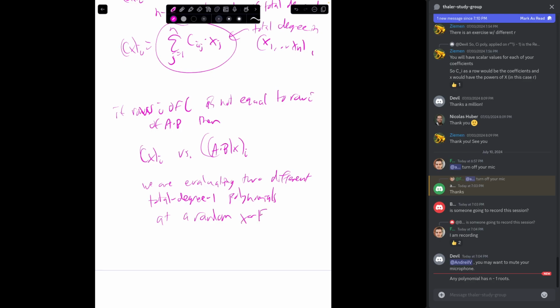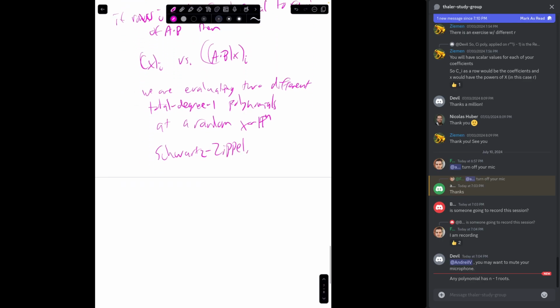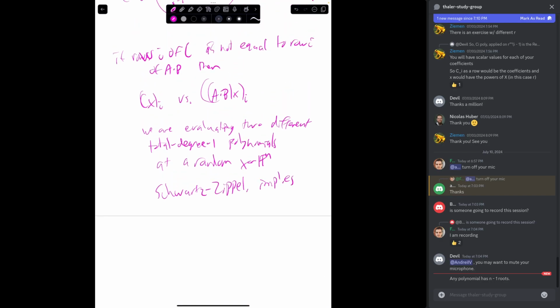X in field to the n, and so you can apply Schwartz-Zippel to conclude that if I evaluate two different functions of total degree 1 at a uniform random input from the whole field, Schwartz-Zippel says that the probability that they agree at this input, let's call the polynomials P and Q, the probability that P of X equals Q of X is at most the total degree, which is just 1 here, over the size of the field.